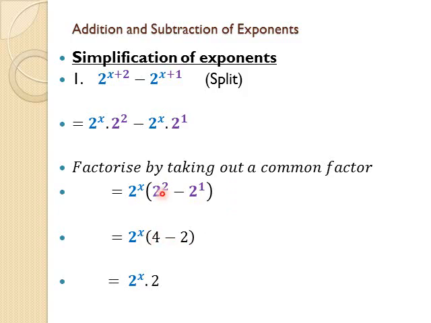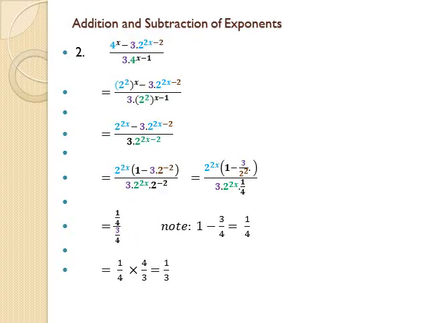Alright, from there we assume you know 2 to the power 2 is 4. 2 to the power 1, 2. 4 minus 2 then becomes 2. So this simplifies to 2 to the power x times 2. Alright, so that's just the basic way to simplify addition and subtraction of exponents. Now I'm going to do another 2, just hopefully to get you on board. Alright, so we'll look at this problem, problem number 2.